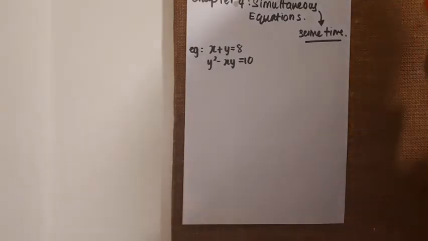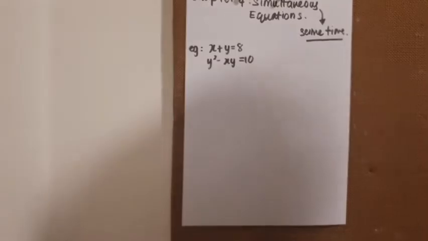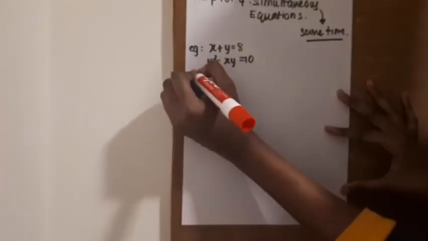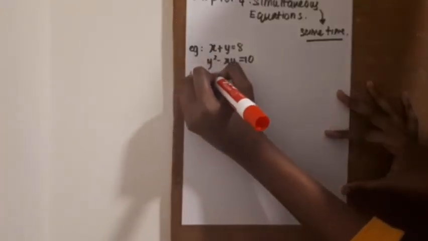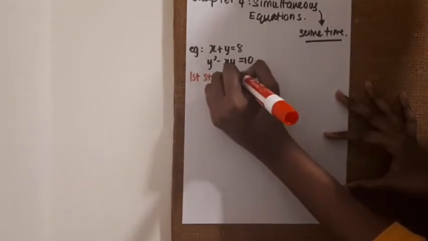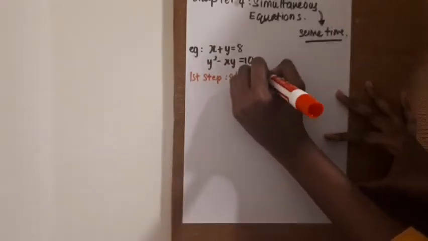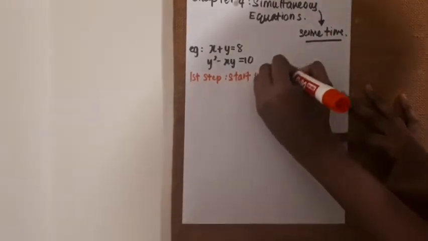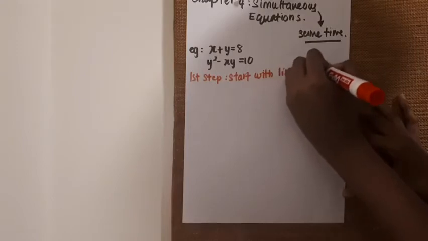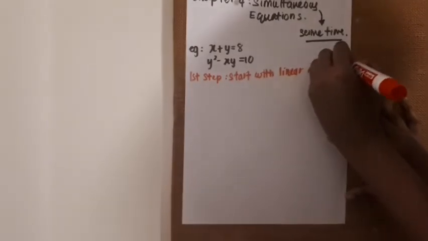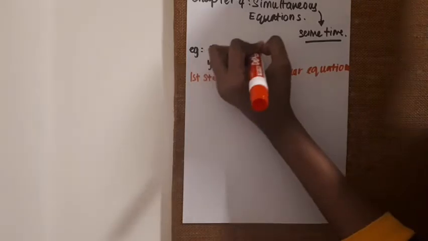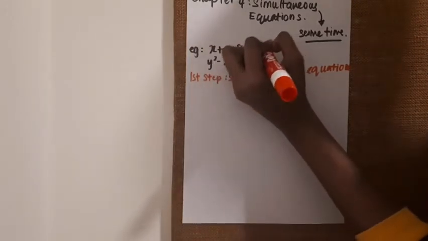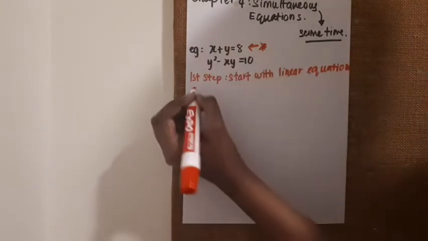First of all, always start by simplifying the linear equation. Start with your linear equations first. The first step is to start with linear equations. So in our example here, this is the linear equation. So we will start with this.